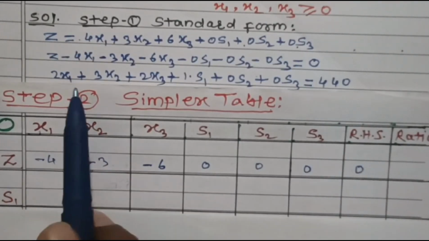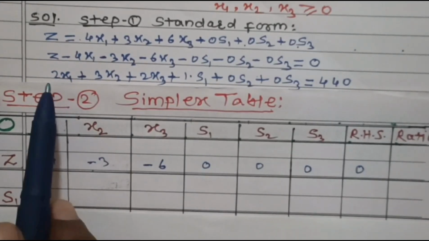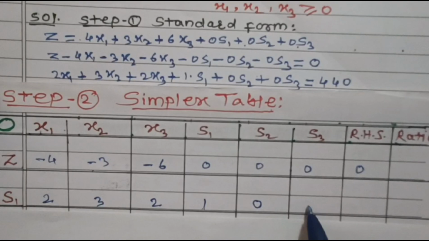Now coefficients of the first equation, which is obtained from the first constraint. The coefficient of x1 is 2, we can put here; the coefficient of x2 is 3, the coefficient of x3 is 2, the coefficient of s1 is 1, the coefficient of s2 is 0, the coefficient of s3 is 0, and the constant term is 440.